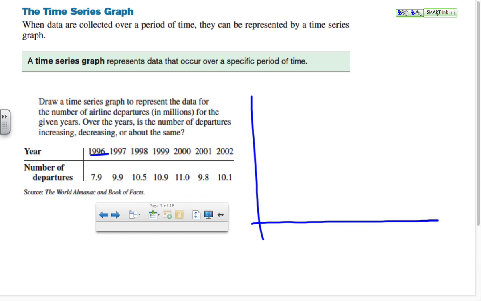We're going to, year 1996, we're going to go 1, 2, 3, 4, 5, 6, 7 years. Over the course of 7 years, we're looking at the number of airline departures in the millions over the years. So has it gone up? Has it gone down? And so let's check this out.